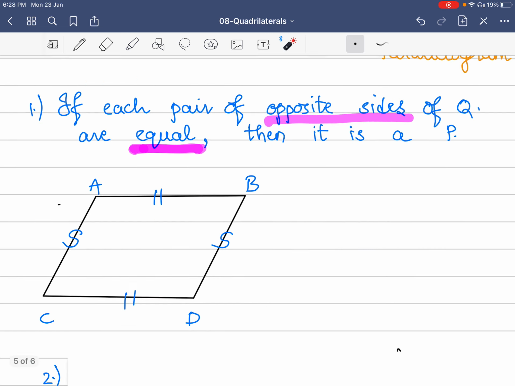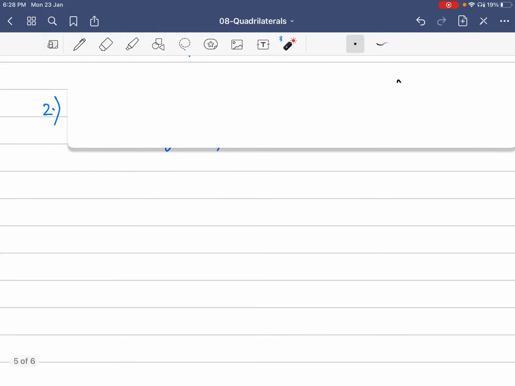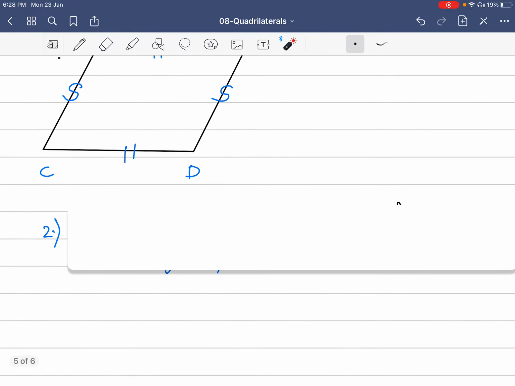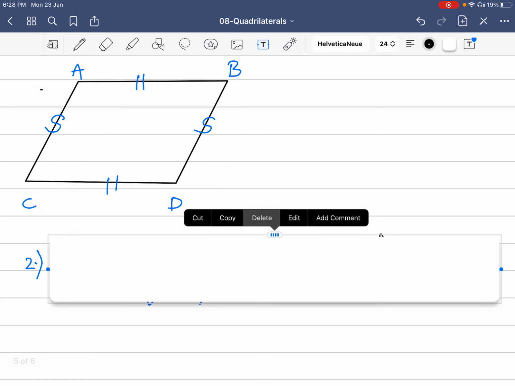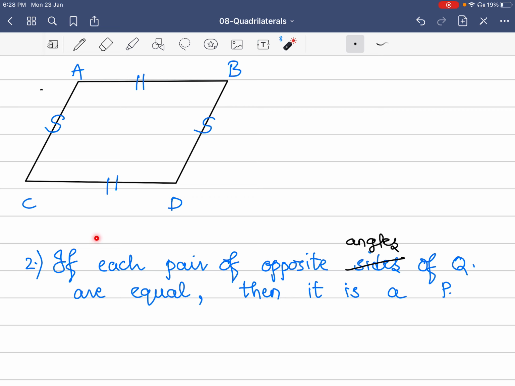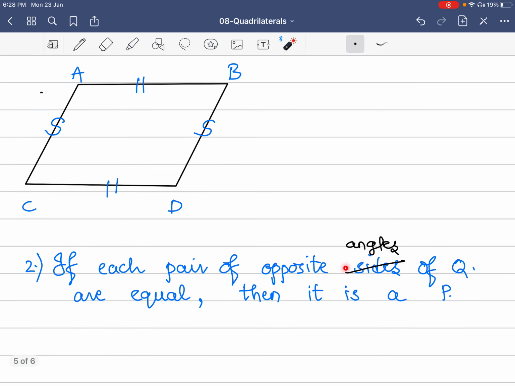So let's go ahead to our second condition of a parallelogram. Let's keep this parallelogram for reference. As you can see, this statement is an exact copy of statement number 1, only with one change: instead of sides, it says angles. Let's read the statement out. If each pair of opposite angles of a quadrilateral are equal, then it is a parallelogram. Once again, let's highlight the keyword: opposite angles are equal.